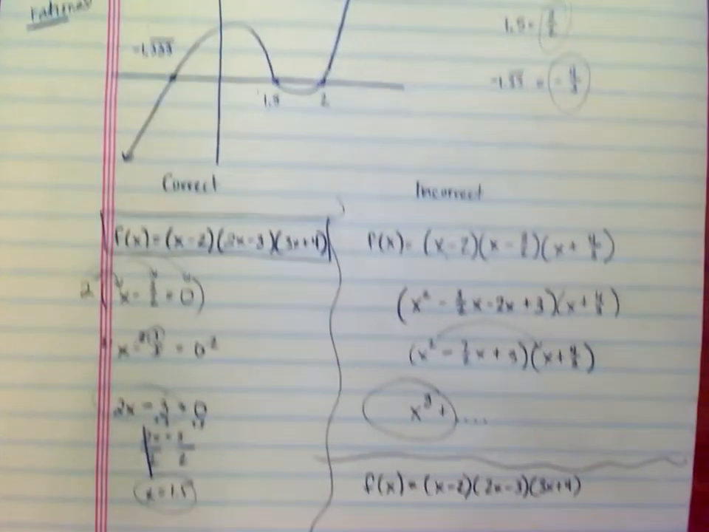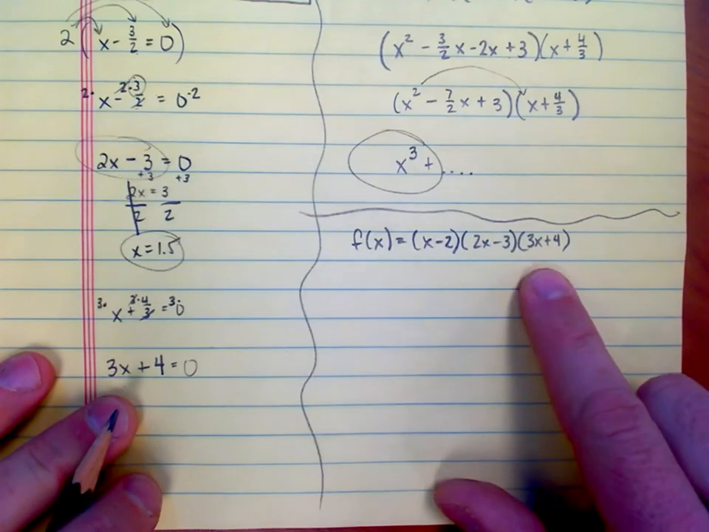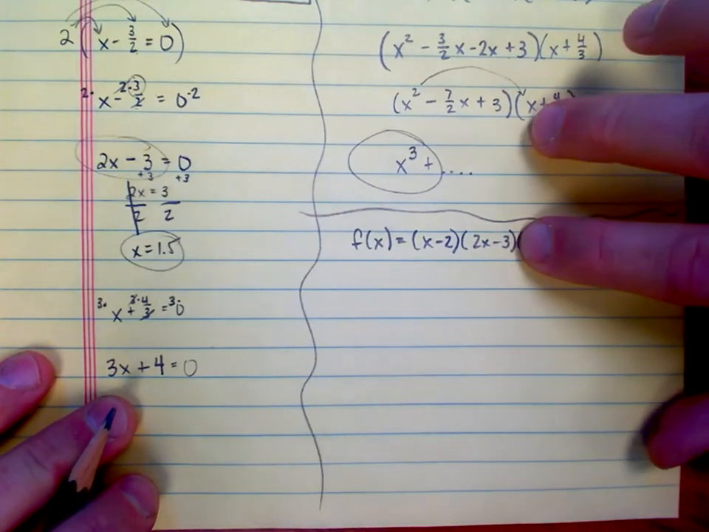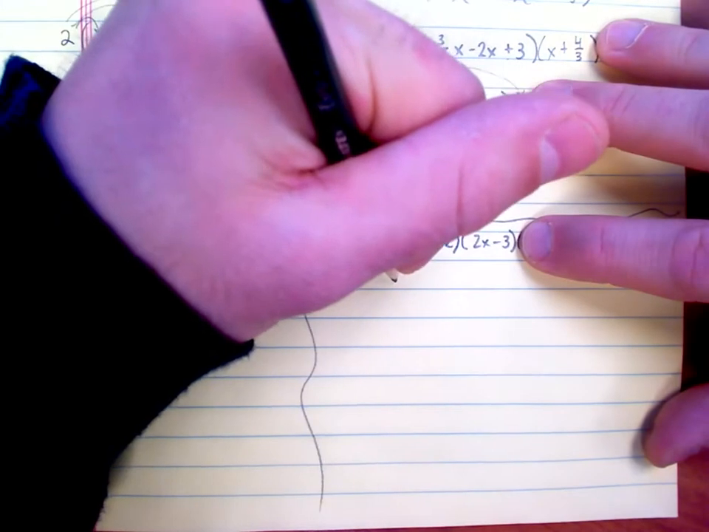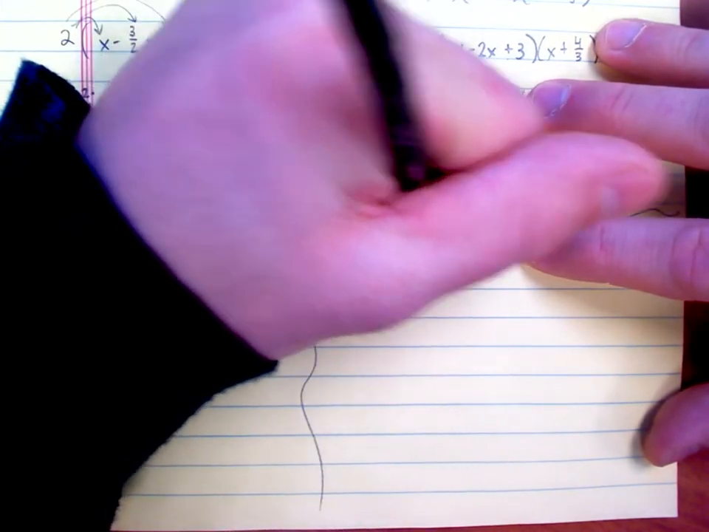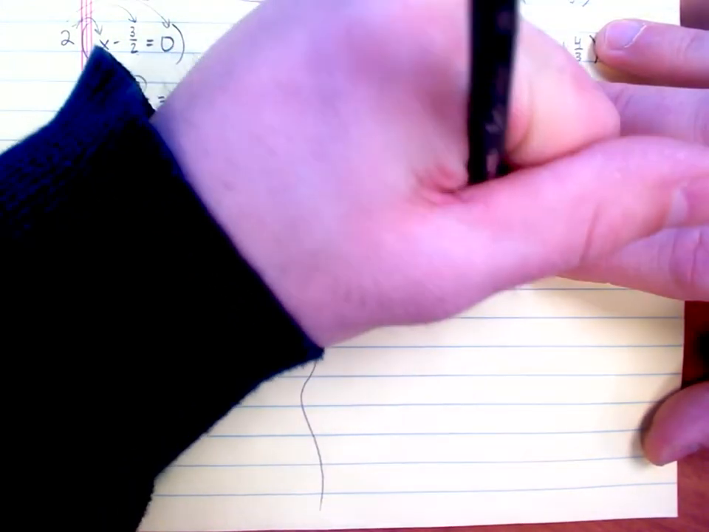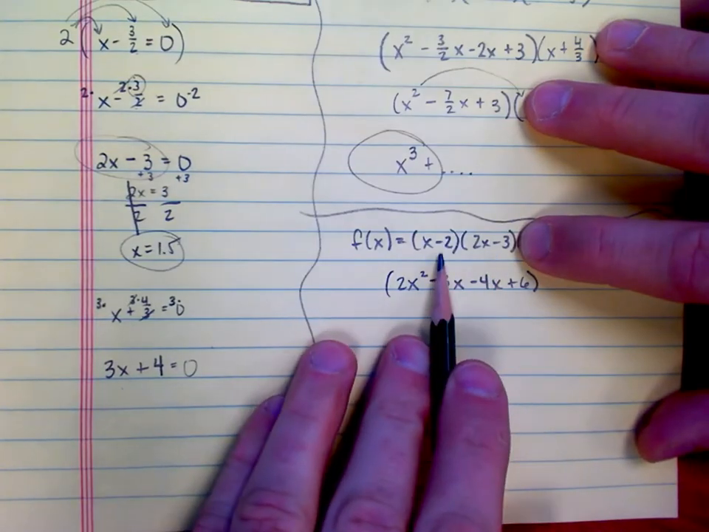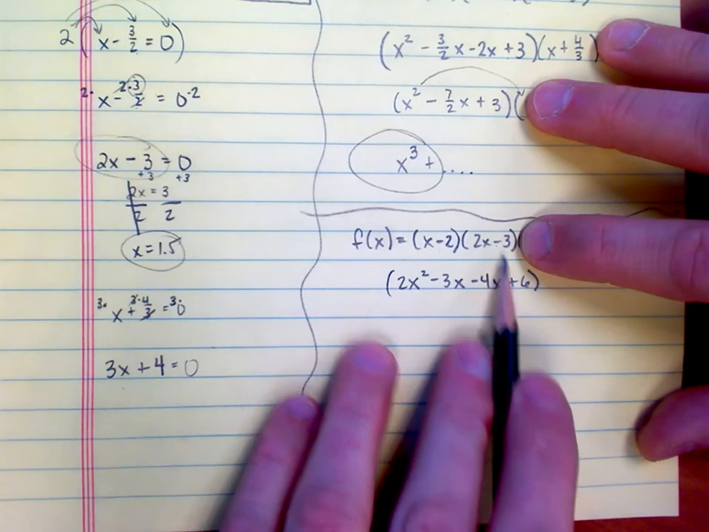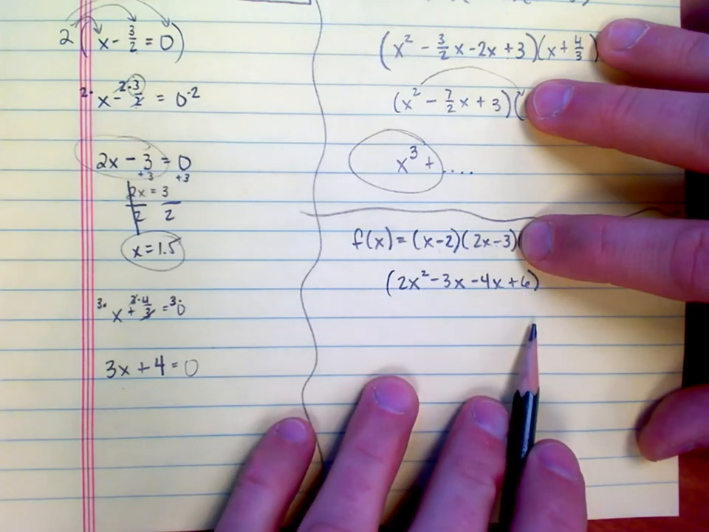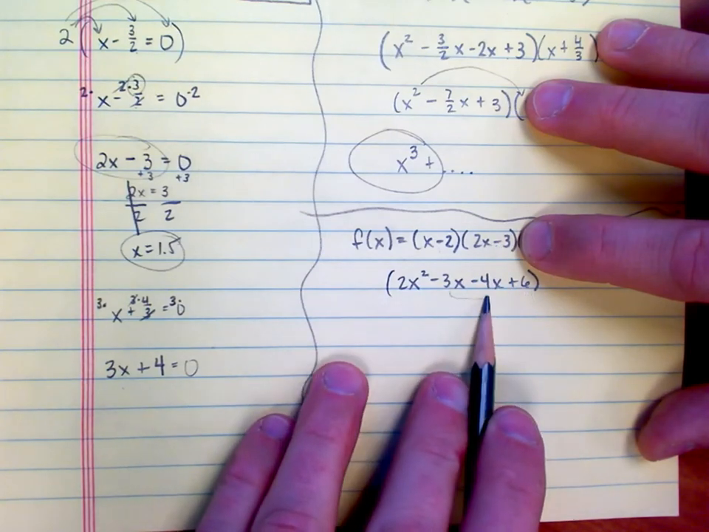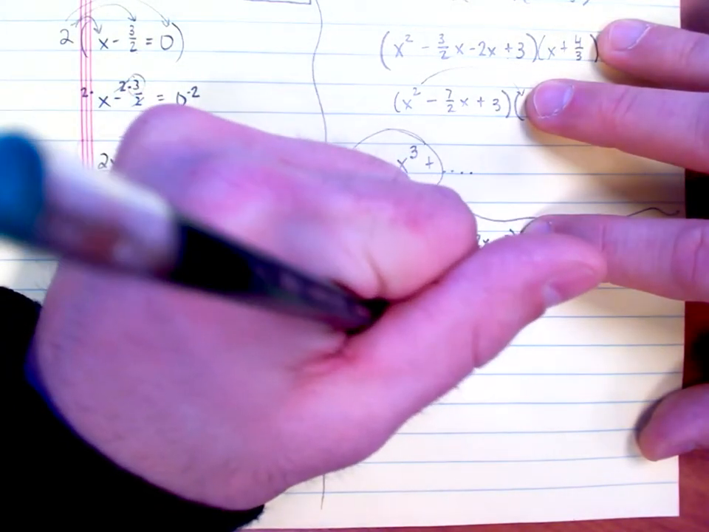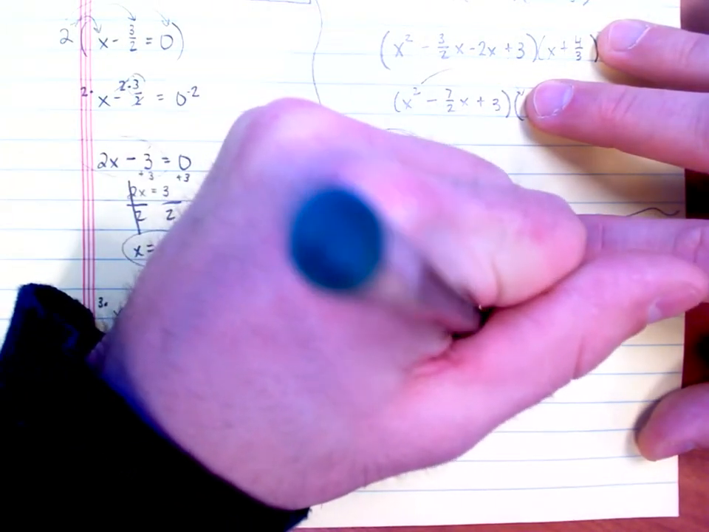Okay, so here's what we have instead. X minus 2, 2x minus 3, 3x plus 4. Let's take these two and FOIL them out. That would give me 2x squared minus 3x minus 4x plus 6. That's these two. Notice once again, the last term, negative 2 times negative 3 gives me positive 6. That's important, okay? I'm going to go ahead and combine like terms. That's a minus 7x. So I get 2x squared minus 7x plus 6.